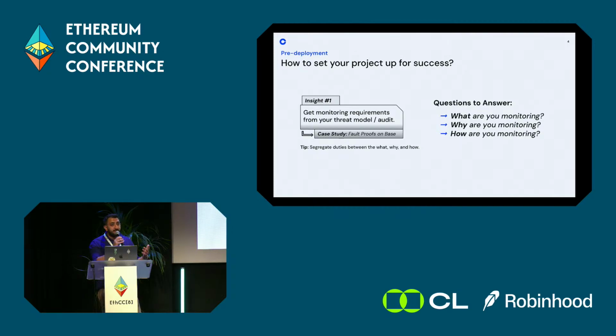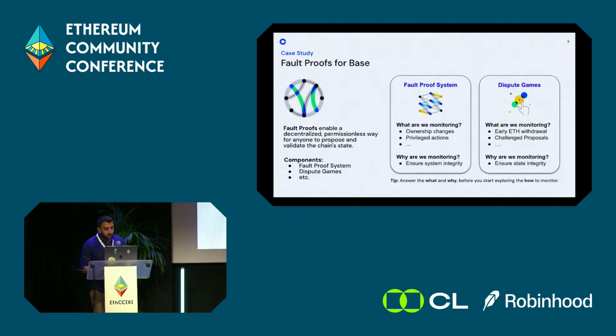In fact, one of the biggest hacks in DeFi, which resulted in $600 million, didn't have any notification or alerts, which is why they didn't realize they got hacked until a week later when someone tried to withdraw their money. And before you implement anything, there are 3 questions that you have to answer. What are you monitoring? Why are you monitoring? And how are you monitoring? Let's answer these questions using a case study from Base fault proofs.